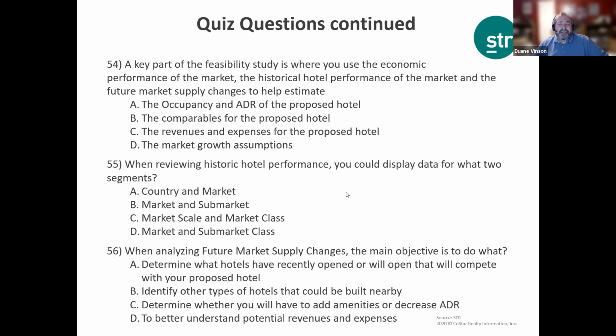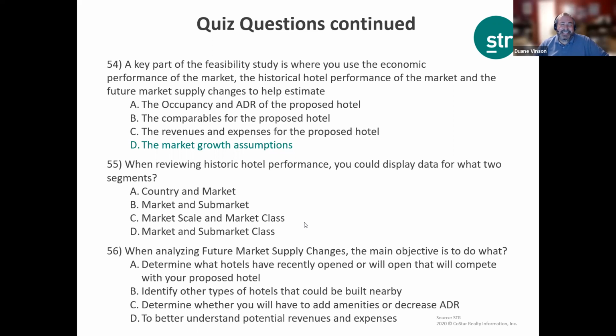Number 54, a key part of the feasibility study is where you use the economic performance of the market, the historic hotel performance of the market, and the future market supply changes to help estimate what? Revenues and expenses, occupancies and ADR. What do we think the answer is here? It's D. Nobody said D. It's D, the market growth assumptions. I'm so disappointed right now.